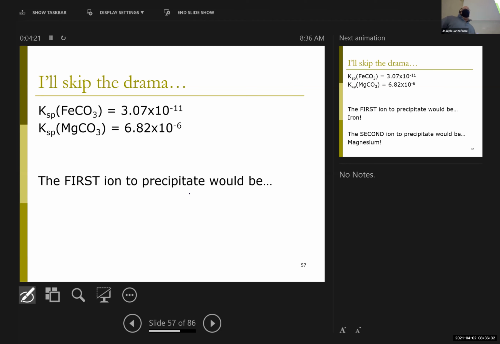If they were close together, I would choose a different salt, right? Potassium hydroxide or potassium chloride, right? But what I'm looking for is some iron salt and some magnesium salt, right, I can choose this piece where there's a significant difference in the Ksp so that they're not precipitating at the same concentration of the anion.